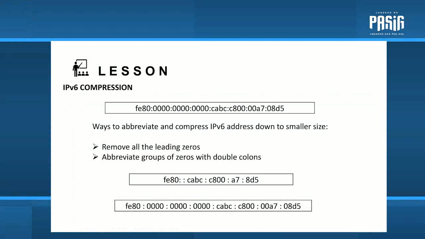IPv6 compression. Ways to abbreviate and compress an IPv6 address down to a smaller size. You remove all the leading zeros and abbreviate groups of zeros with double colons, as you have seen on your screen.